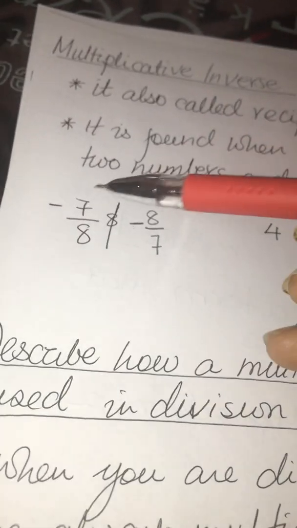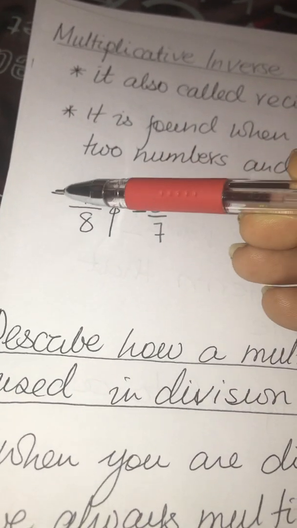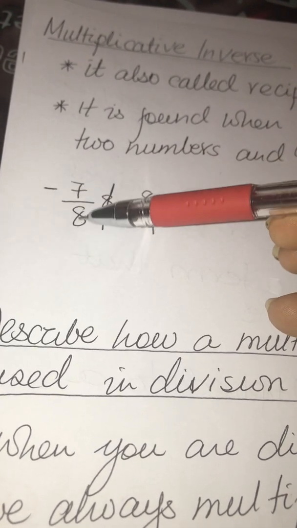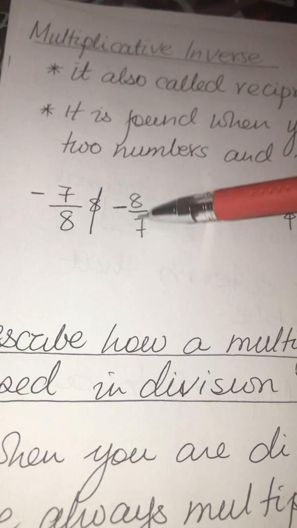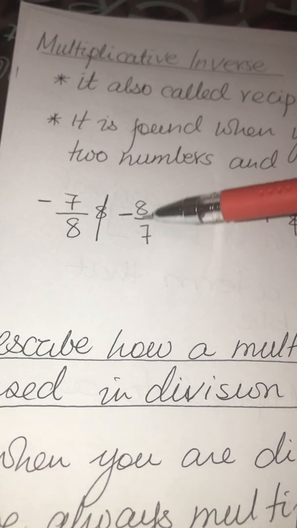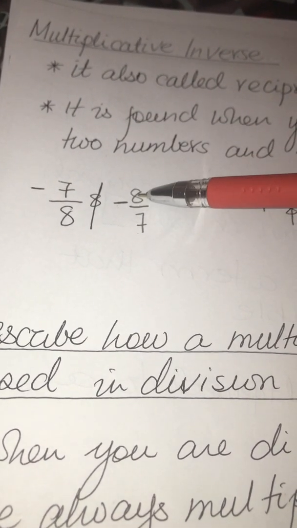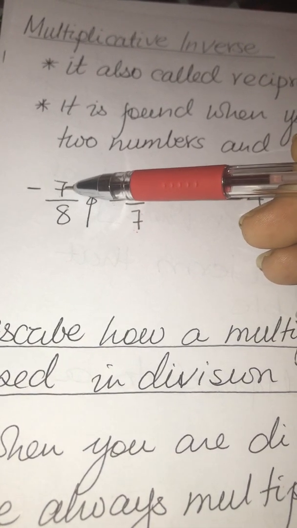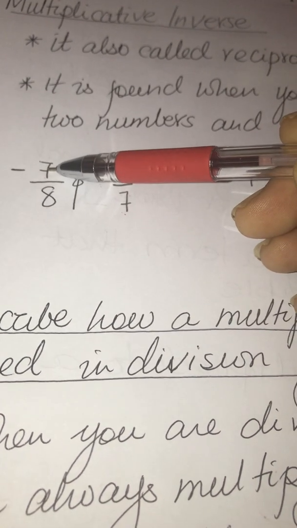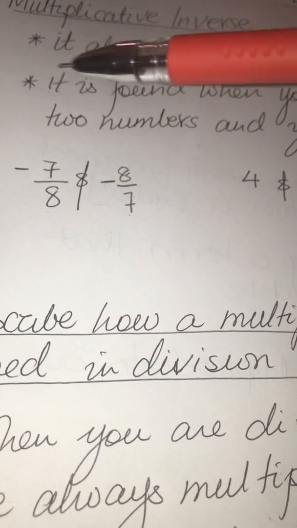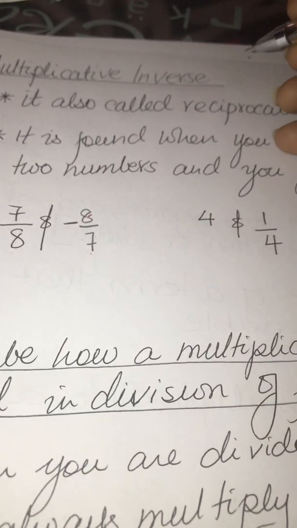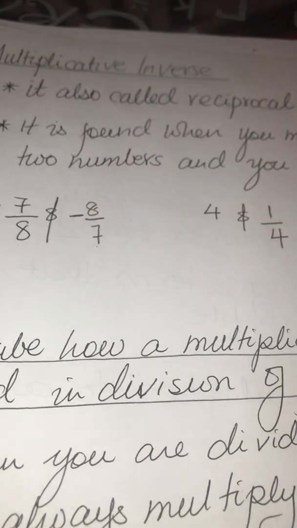Now, so if you have a number, negative 7 out of 8, the multiplicative inverse of negative 7 out of 8 is negative 8 out of 7. Or if your question was negative 8 out of 7, the multiplicative inverse was negative 7 out of 8. What you do is you just flip the fraction. That is what multiplicative inverse means. Flip the fraction, okay? Or flip your number.